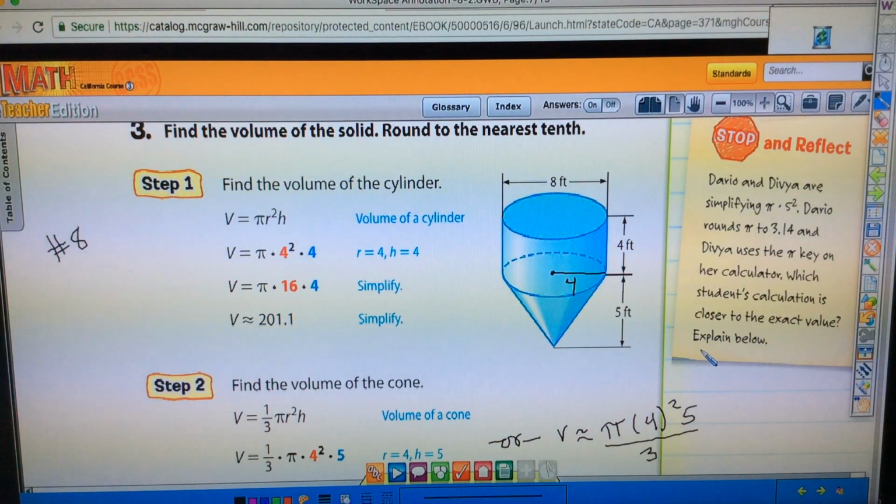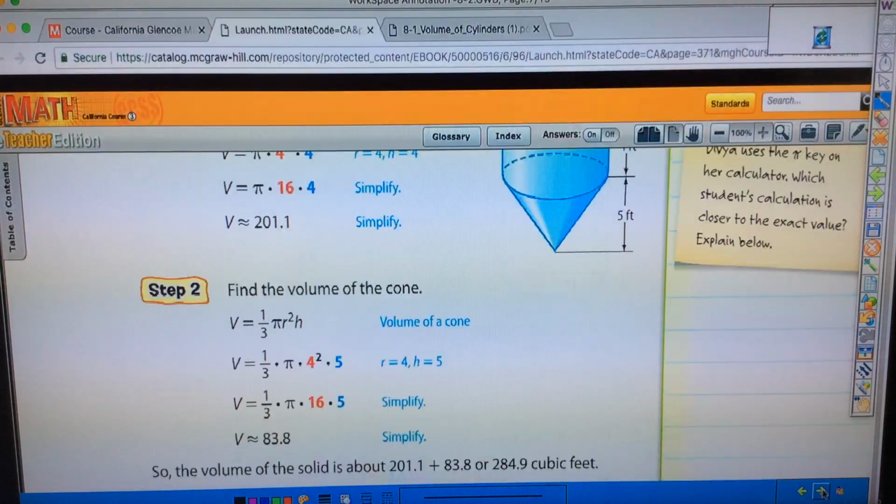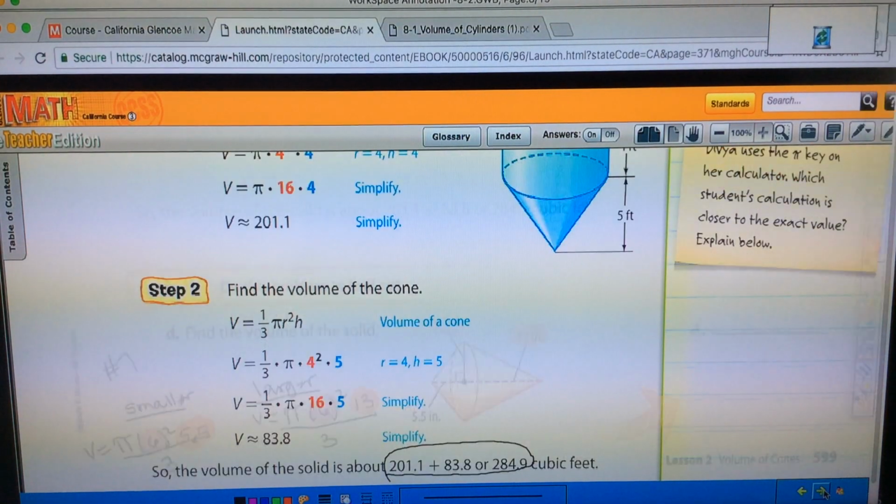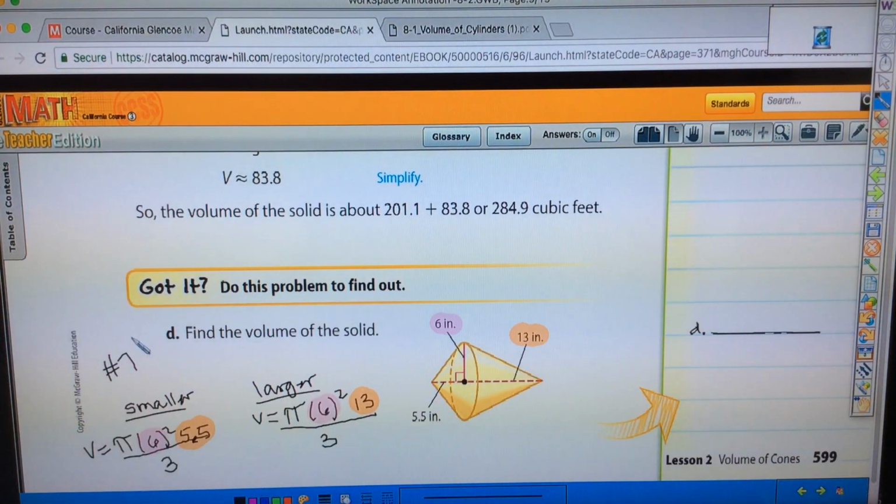All right, let's see if I have another page here. And I do. The volume of the cone is about 83.8. Lastly, you're just going to add those two up to get the final volume. Okay, so this is going to be pretty similar to number 8 in the homework. Example D is going to be very similar to number 7 in the homework, where your composite solid is made up of 2 different sized cones.